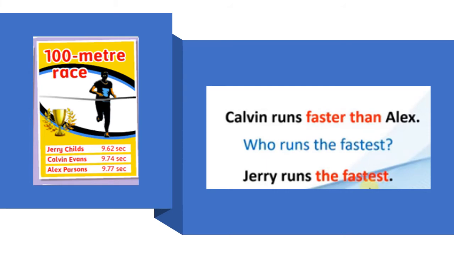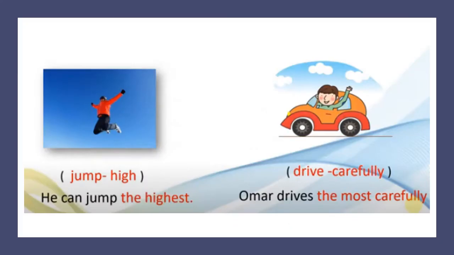What do you notice about fastest here? Yes, we use the and add est to the adverb in case of superlative. Jump high. He can jump the highest. Drive carefully. Omar drives the most carefully. We use the most here because carefully is a long adverb.